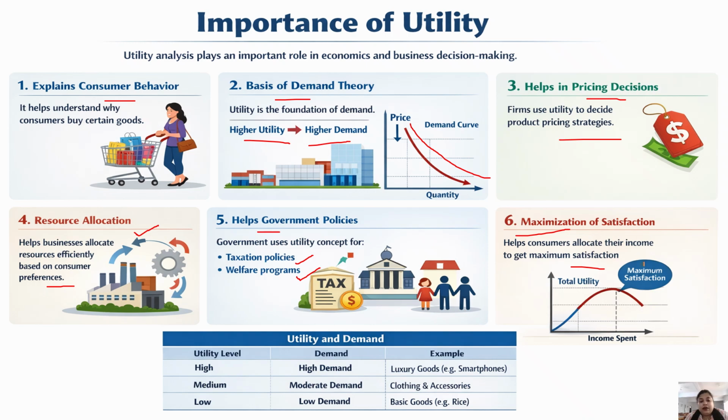Let's see the relationship between utility and demand. We have seen that higher utility gives higher demand, for luxury goods and smartphones. Medium utility gives moderate demand, for example clothing and accessories. Low utility gives low demand, that is for basic goods like rice and wheat.